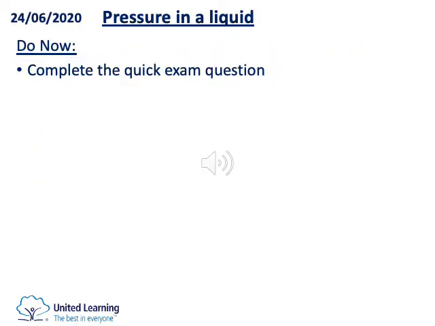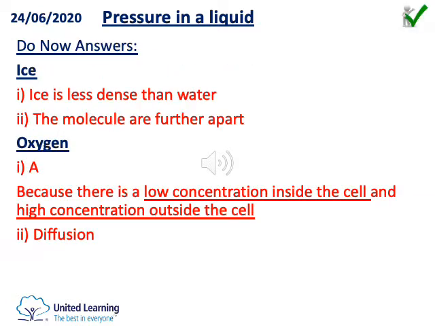As I do now, you need to complete the quick exam questions. Now use a green pen to assess your answers. So the first question was to do with ice. The answers were the following. Ice is less dense than water. And the reason for this is because the molecules are further apart.